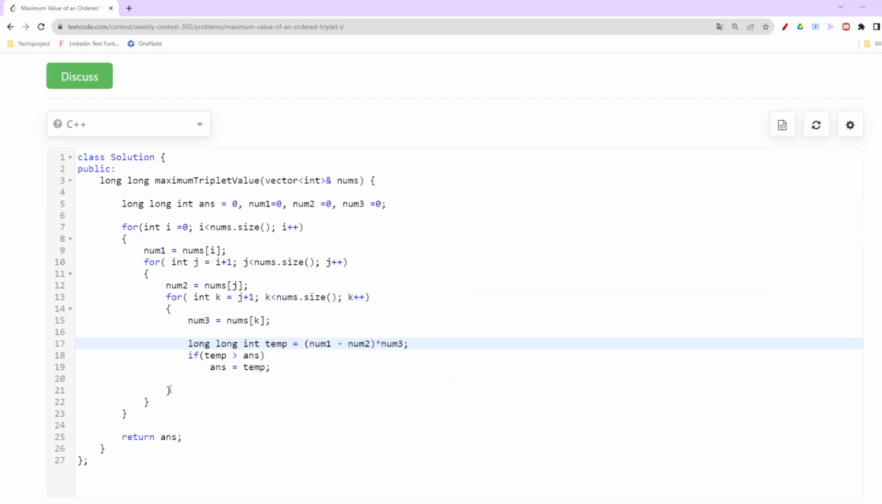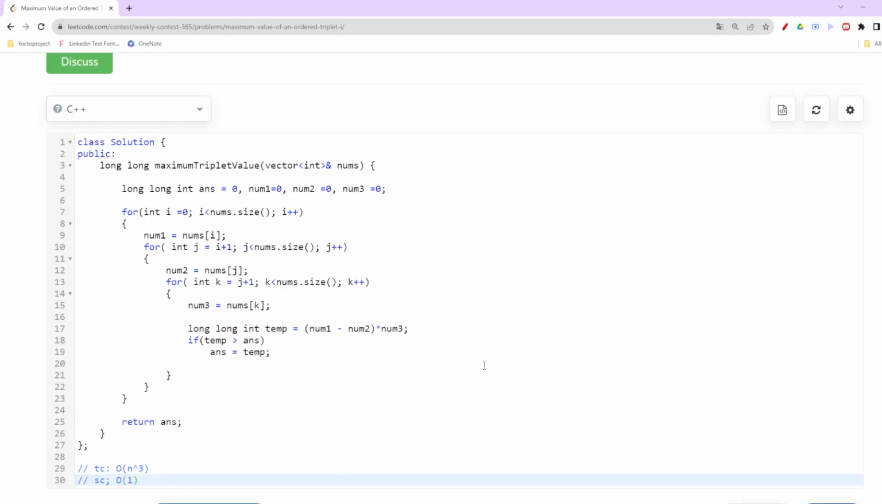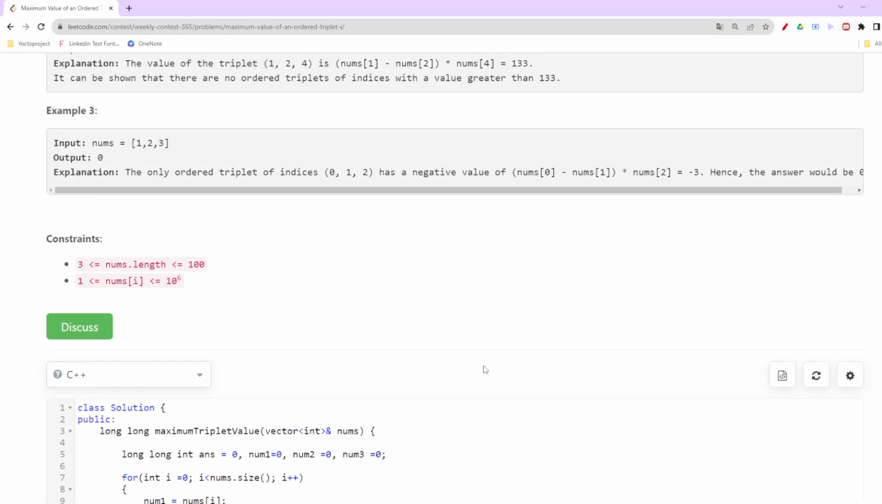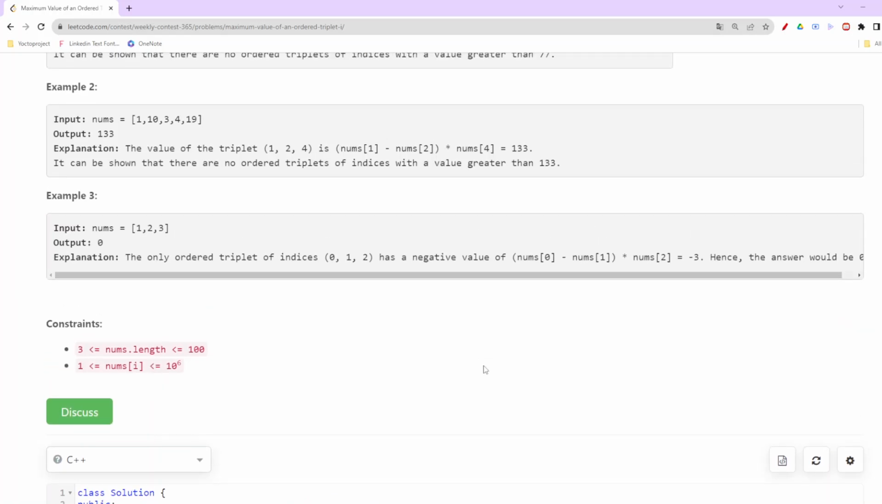So basically, if we see, the time complexity here is straightforward n cube, and the space complexity is order of 1, because we are not using any extra space. So this was all for this particular solution and even the question. If you still have any doubt, you could comment that down. And I'm pretty sure you won't have any doubt for the same, because it is a straightforward brute force solution.